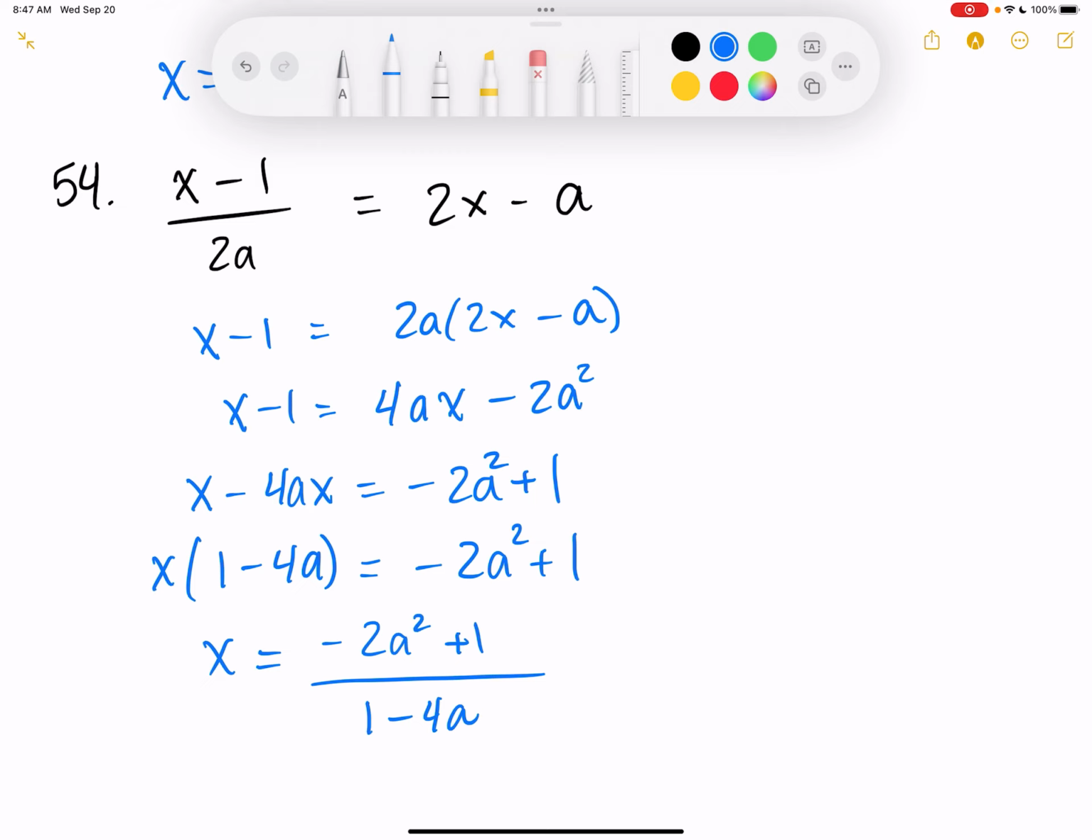Any questions about that? Ringing a bell, I've done this before, maybe.